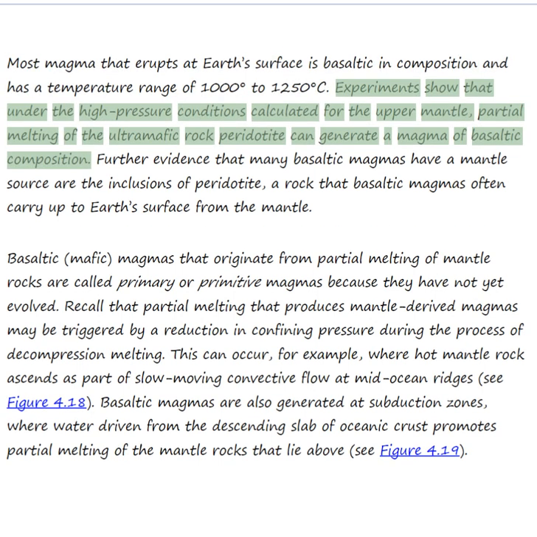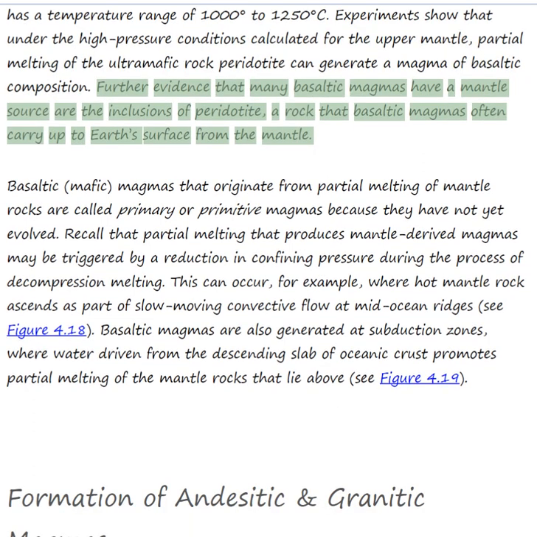Experiments show that under the high-pressure conditions calculated for the upper mantle, partial melting of the ultramafic rock peridotite can generate a magma of basaltic composition. Further evidence that many basaltic magmas have a mantle source are the inclusions of peridotite, a rock that basaltic magmas often carry up to Earth's surface from the mantle.